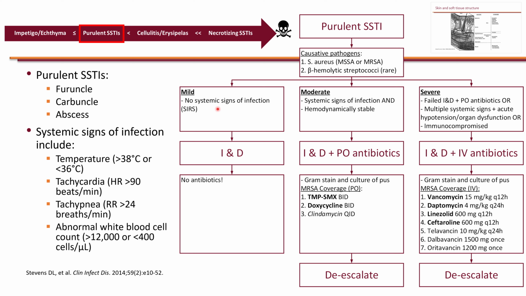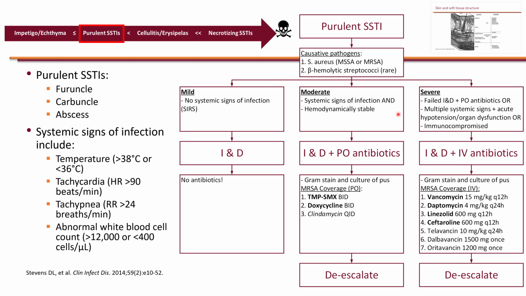Now we do need to assess the severity of purulent infections and break it into mild, moderate, and severe, and that's driven by presence or absence of SIRS criteria. So if no systemic signs of infection, that's essentially mild, and all you need to do is incision and drainage. So essentially it's a source control strategy. So once you remove the pus, the patients will recover. So no need for antibiotics.